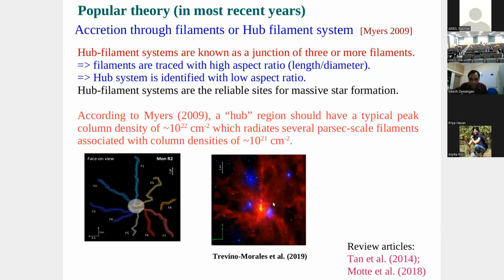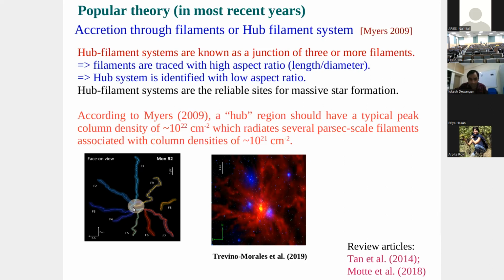So you have a central core which has a higher column density, of the order of 10 to the power 22 per centimeter cube, and then you have a surrounding filamentary feature which has a higher aspect ratio but low column density. So this configuration is called hub filament configuration. Here, this is a typical example of a hub filament configuration.